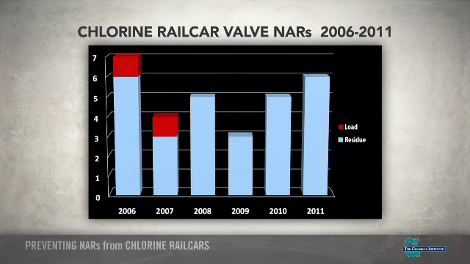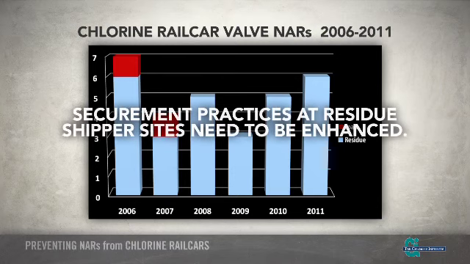The railcar valve leak data was further broken down to indicate if the leak occurred on a residue or loaded movement. This graph shows that during the past 6 years, only 2 NAR incidents occurred on loaded movements and more than 20 incidents occurred on residue movements. Based on this data, the Chlorine Institute concluded that the securement practices at the residue shipper sites need to be enhanced. To accomplish this, CI developed a list of best practices for securing chlorine at the residue shipper locations.